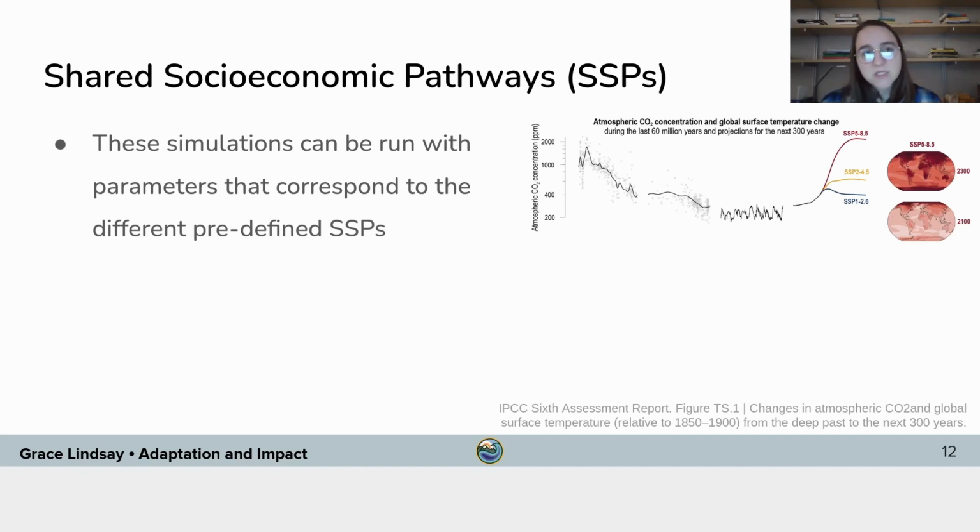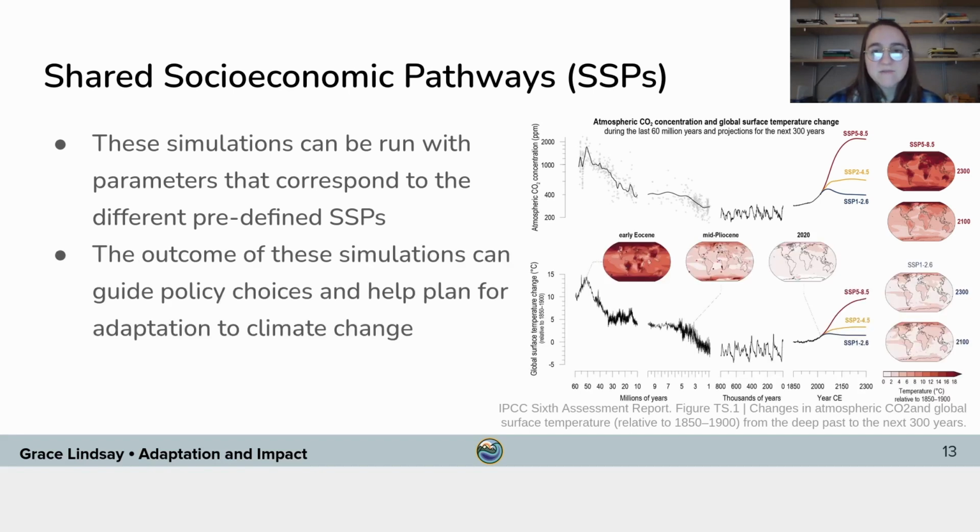For example, the shared socioeconomic pathways, the SSPs, are predefined options in terms of the emissions that we choose to emit over the coming years. You can see here a plot of past CO2 emissions and the CO2 concentration, and you can see these different SSPs corresponding to different choices society could make that would lead to different concentrations of CO2 in the atmosphere. By putting these possible pathways into a climate simulation model, you can see how the temperature would be expected to change under these different pathways.